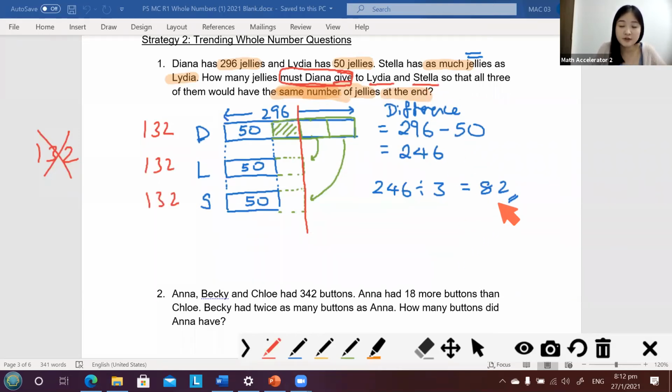Okay, so she must give 82 to Lydia and 82 to Stella. Alright, so if you're doing the other method where you find the total first, divide by 3, you still need one more step, which is minus 50 to find out how many must each of them receive. So do take note, what are they asking you for? Is it the number of jellies they have at the end, or is it how many jellies must they receive from Diana?